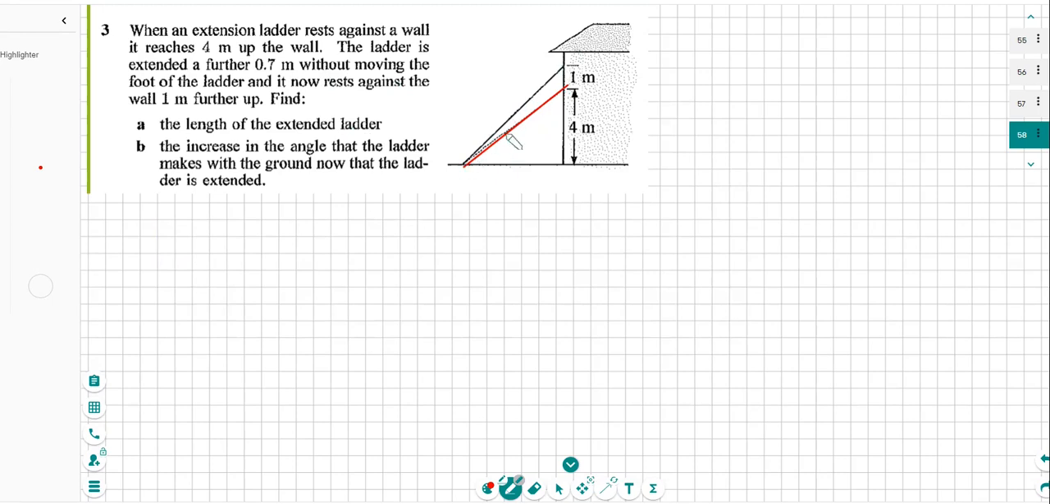So it means the new ladder should be longer as compared to this red one. And you can see its position as well. Find the length of the extended ladder. So the extended ladder should be the previous ladder, which is x, so it should be x plus 0.7. Got it? So to find it, we have to find the value of x. Clear?